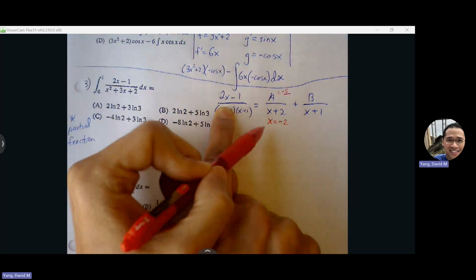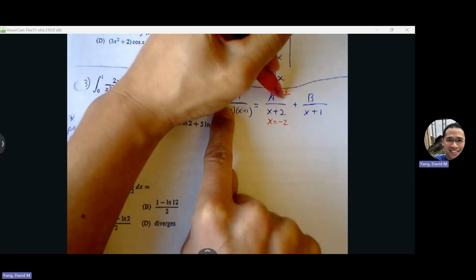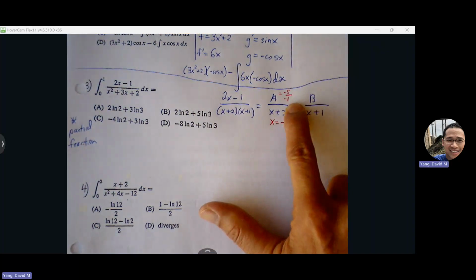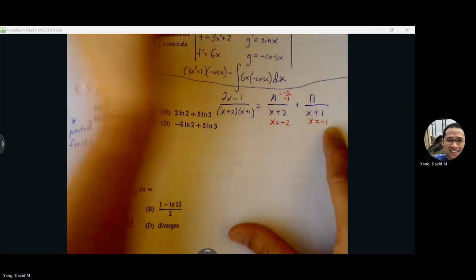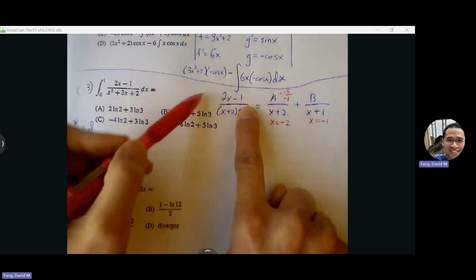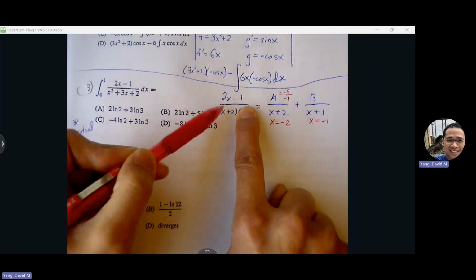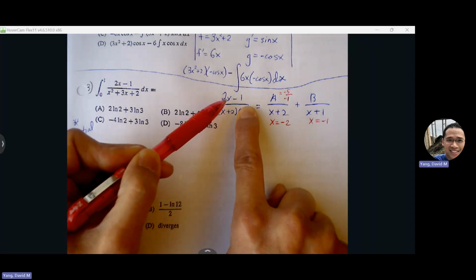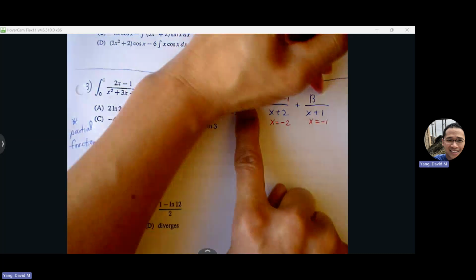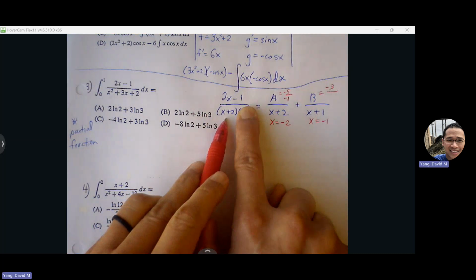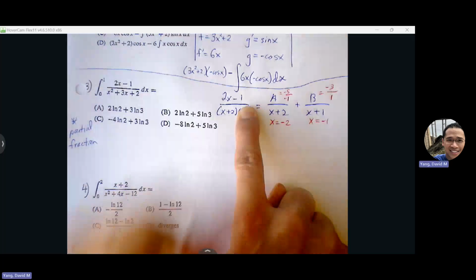And then in my denominator, negative 2 plus 1 is negative 1. So we know a is just equal to 5. And then for b, you cover up the x plus 1 and plug negative 1 into the remaining x's in the original problem. So negative 2 minus 1 is negative 3. And then negative 1 plus 2 is 1. So b is negative 3.